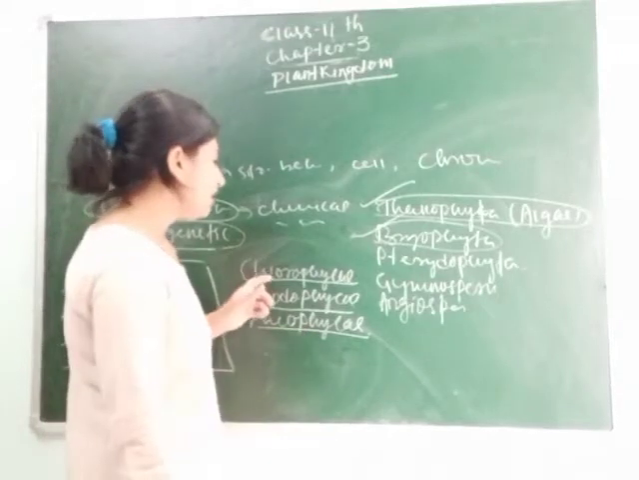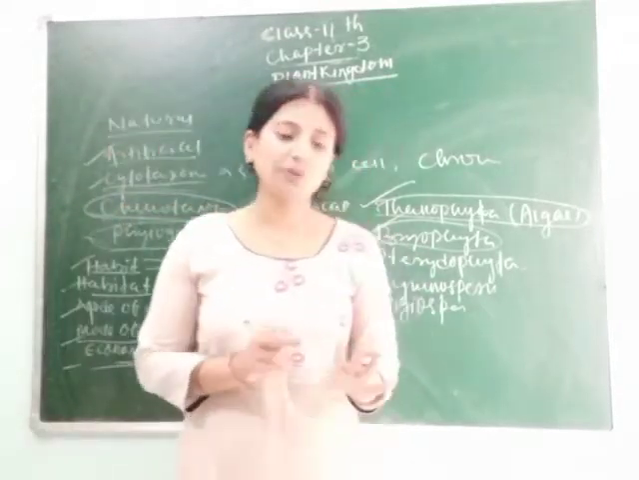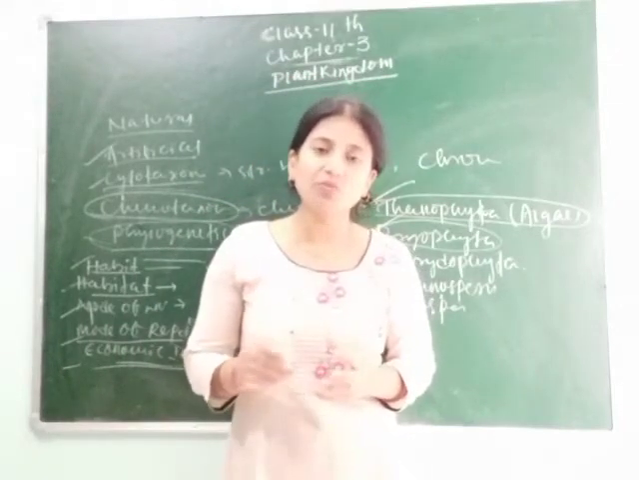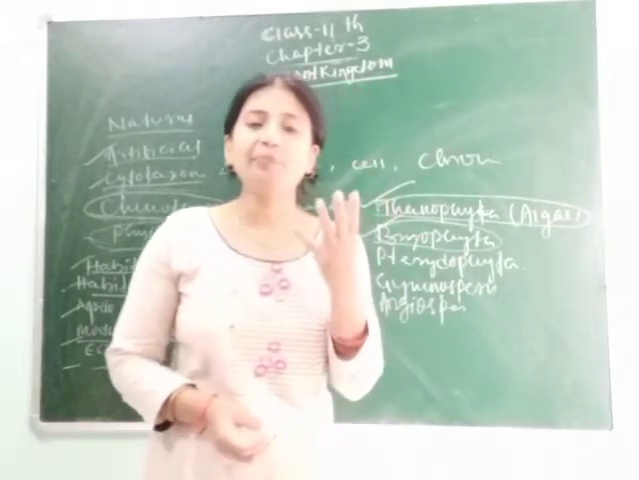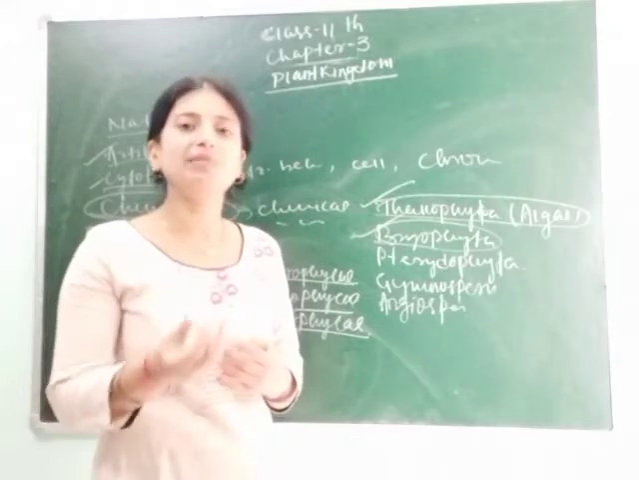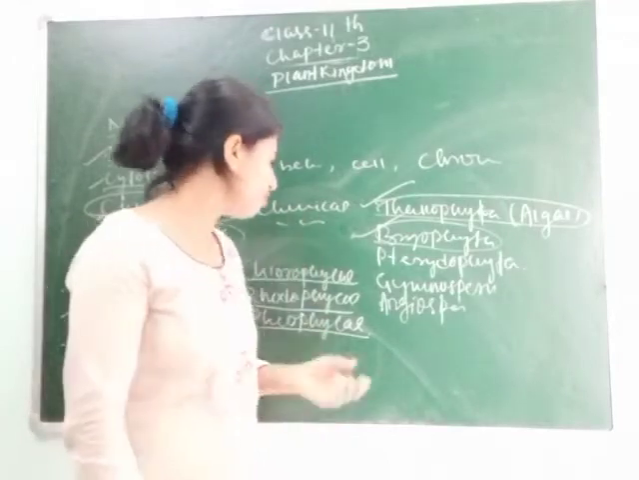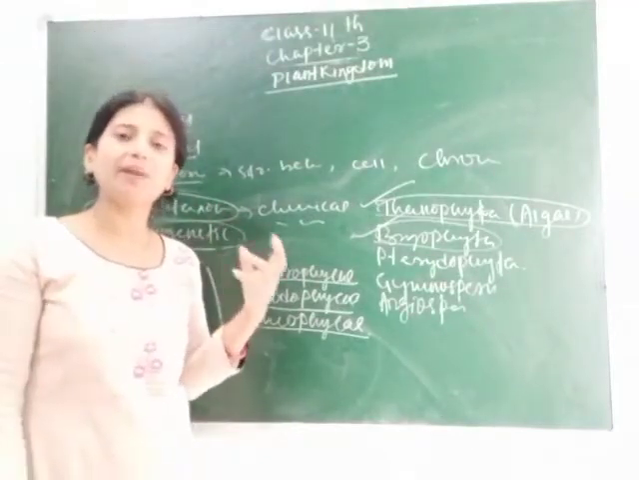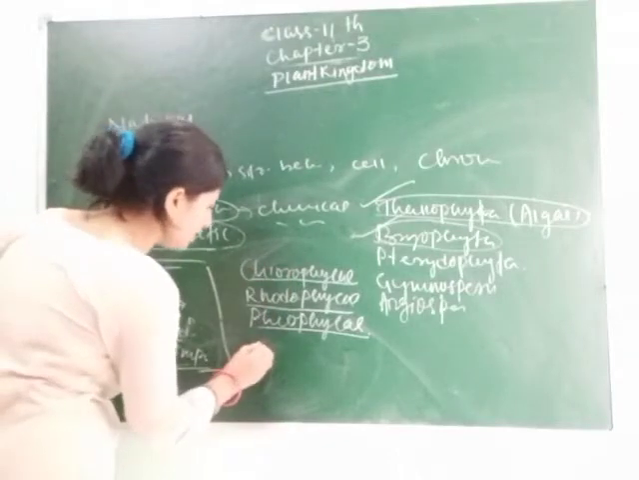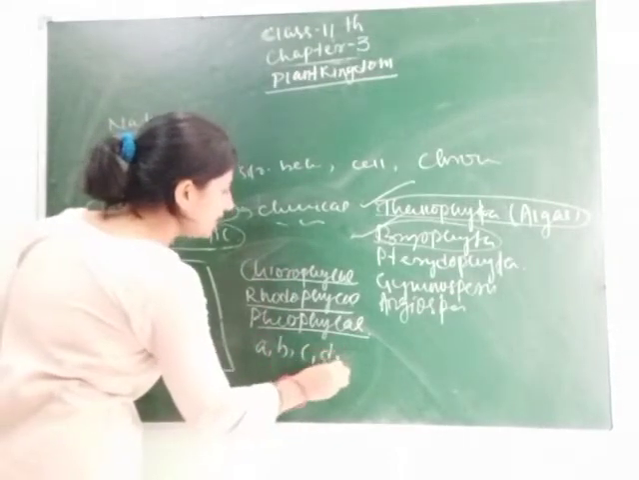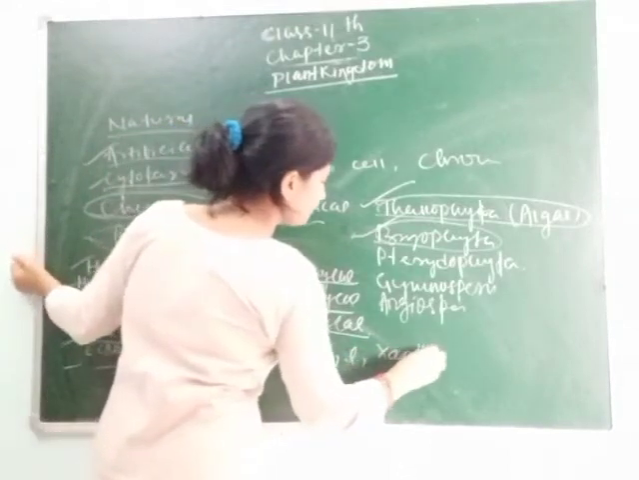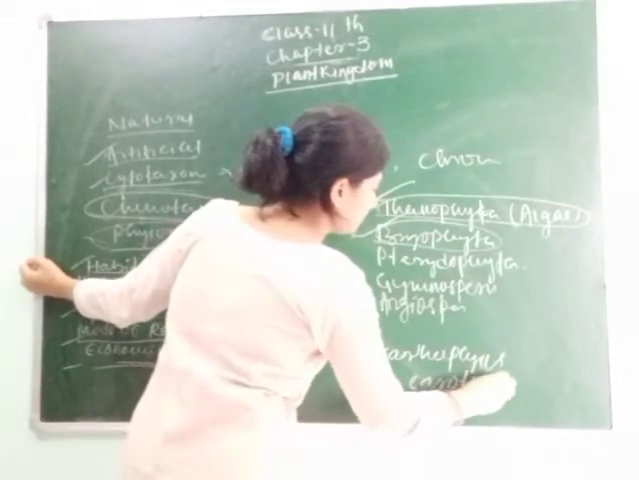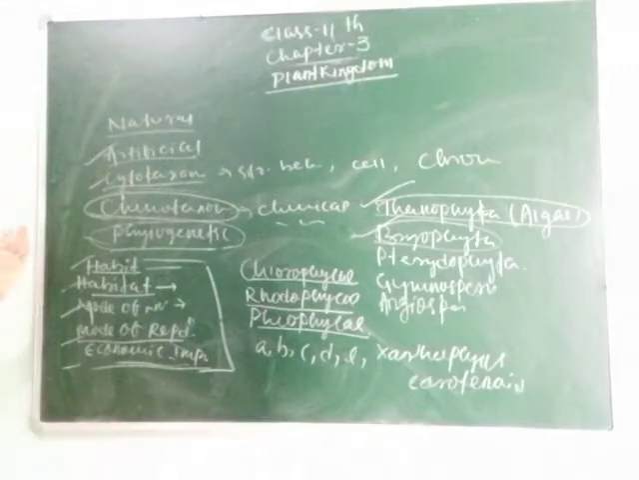Clear, students? Again, chlorophyll has different pigments: chlorophyll A, chlorophyll B, chlorophyll C, chlorophyll D. Chlorophyll E is also present, but in the NCERT book only 4 types of chlorophylls are mentioned, but you can remember these 5 types which I have told you: A, B, C, D, E. Besides this, some more pigments can be found in plants, like xanthophylls and carotenoids, which are some other pigments found in plants.